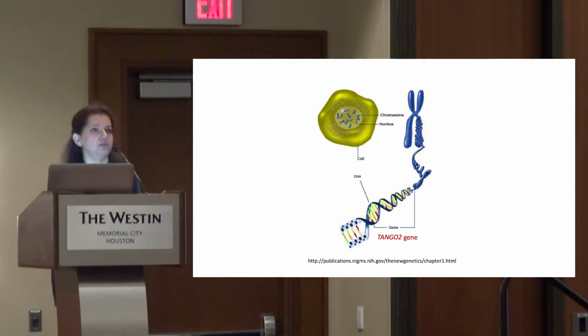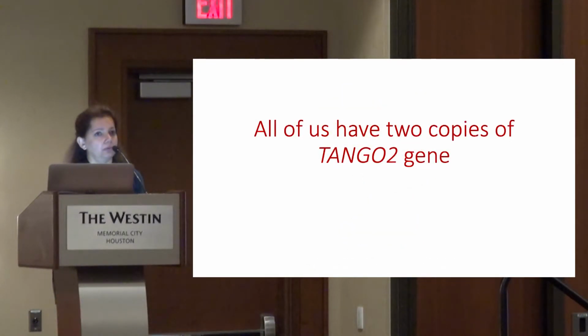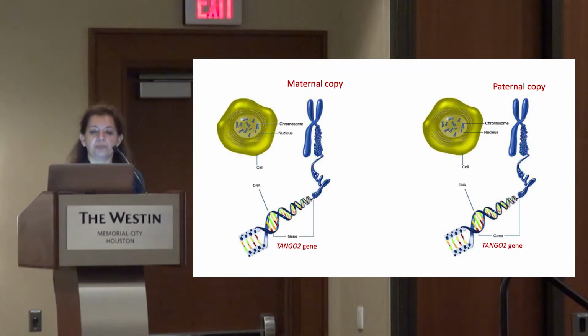So how many genes can a chromosome have? Chromosomes can have many, many genes, hundreds. Sometimes the larger the chromosome, the more genes they have. And so the question is, do all of us have two copies of TANGO2? Absolutely, yes. All of us have two copies of the TANGO2 gene, one a maternal copy and the other a paternal copy. So genes that are working well would be like this, one coming from mother, one coming from father. They're working well, there are no problems.